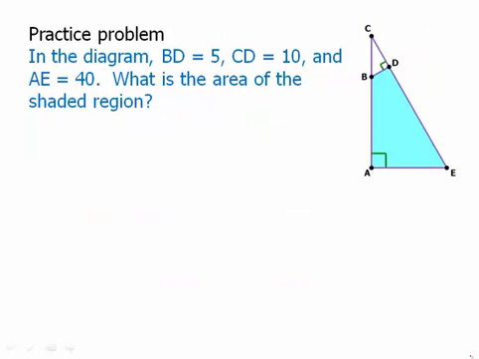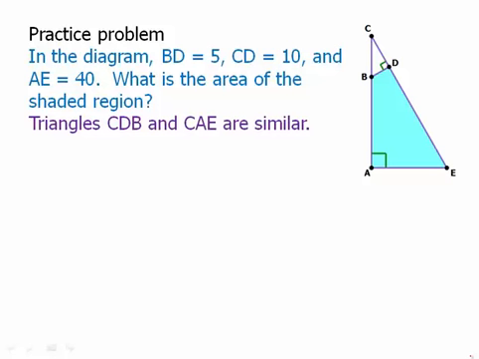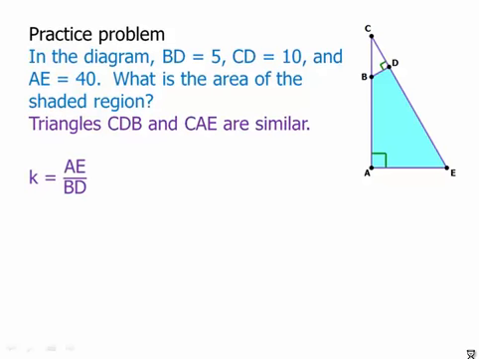Here's a harder practice problem. Pause the video and then we'll talk about this. So clearly, we have two similar triangles, CDB and CAE, and BD corresponds to side AE. So we set up the ratio AE over BD. This will give us the scale factor. This is 40 divided by 5, which is 8. That's the scale factor. So the ratio of the areas is going to be the scale factor squared.